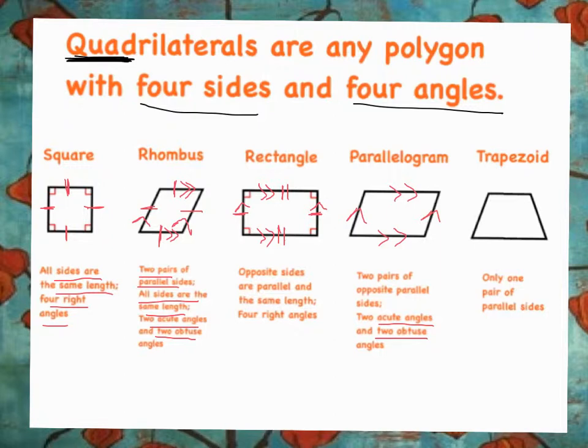And the trapezoid has only 1 pair of parallel sides, and it's the top and the bottom. Those are parallel to each other. And that's all the trapezoid has. So notice that we start to see some things that they have in common. On our next slide, you'll see what I mean, and it will really explain the relationship among the quadrilaterals.